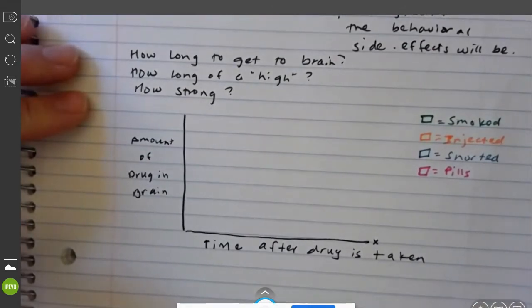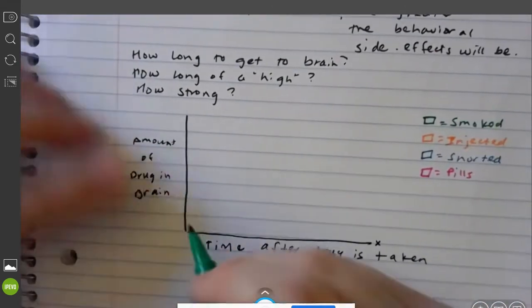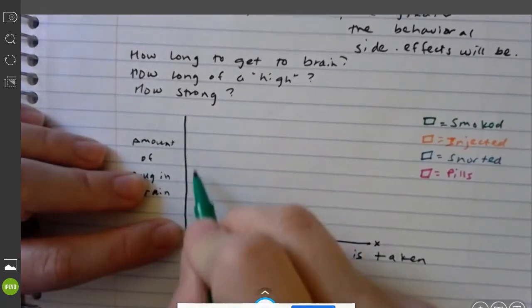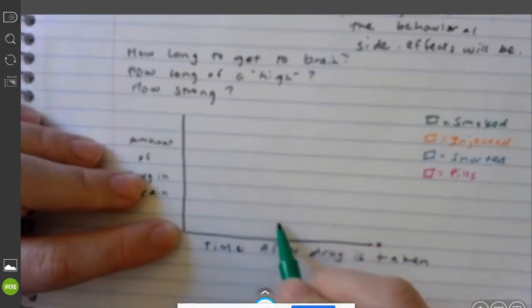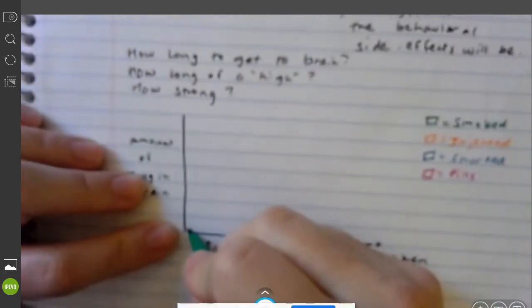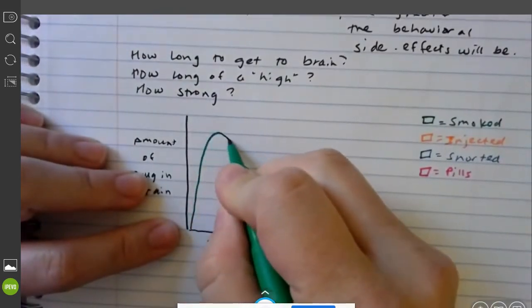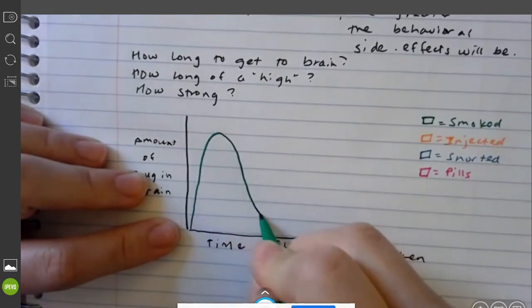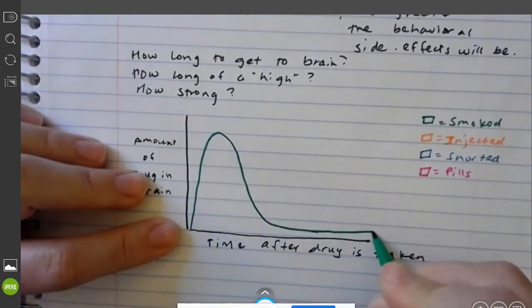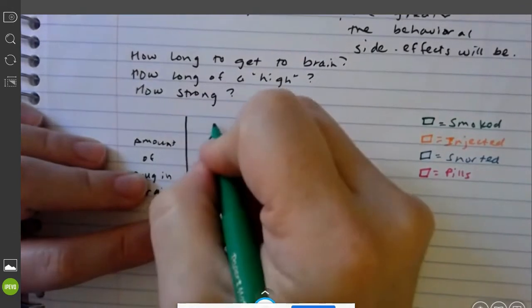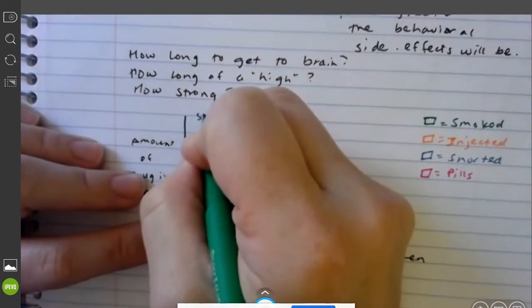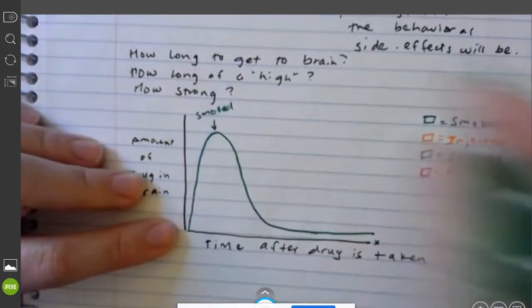All right, so I'm going to start with my green, with my smoked. So I'm going to make a spike of a bell, and then it's going to taper the longer it's been since the person's used a drug. So this one's going to spike quickly, and then taper off quickly. This would be, I'm going to label it just to be thorough, when a drug is smoked.